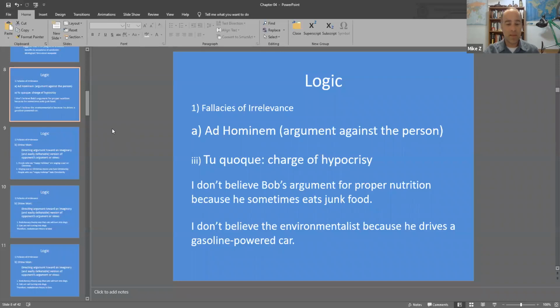Or another one that maybe you've seen before is somebody's advancing some kind of pro-environmentalism policies, maybe reducing our reliance on fossil fuels, but then somebody says, oh, well, we can just dismiss that person's argument because they drive a car, in particular a gasoline-powered car. Like, okay, maybe there is some level of hypocrisy going on there, but that doesn't mean their argument is wrong or that it's bad somehow. If you really want to argue against them, you've got to go after the argument, not after the person.